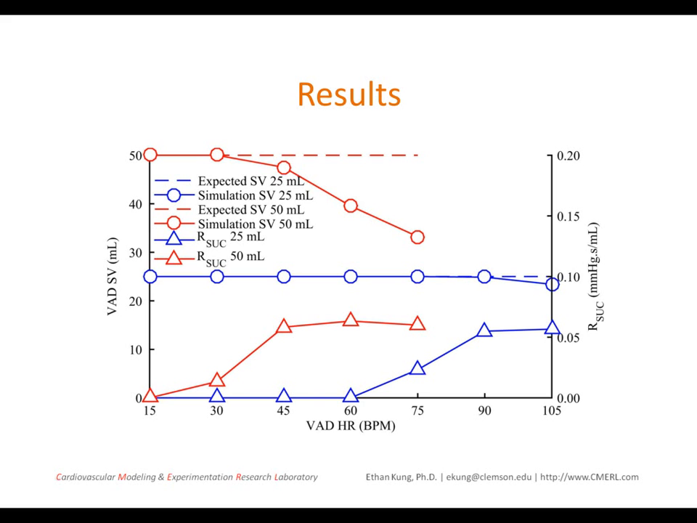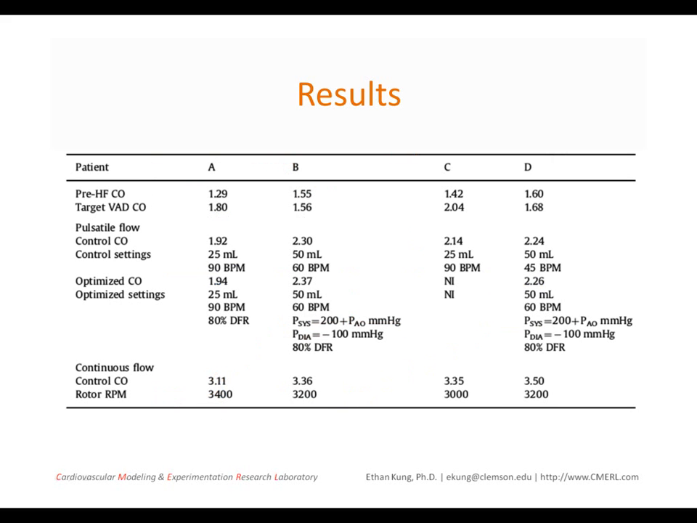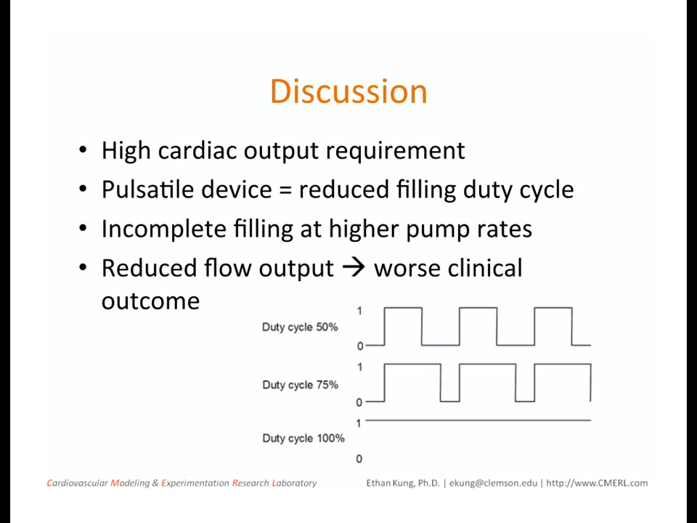We saw in the simulations that this decrease is due to incomplete filling, and the phenomenon is more pronounced with larger sized devices. We also attempted to optimize pulsatile device settings from the current clinical guidelines. No statistically significant improvement was obtained, implying that the current clinical guidelines are already optimal. The pulmonary and systemic circulations being in parallel requires higher cardiac outputs than normal. Now, if you want to increase the flow output of the pulsatile device, you would increase device size or pump rate. Both tend to cause incomplete filling.